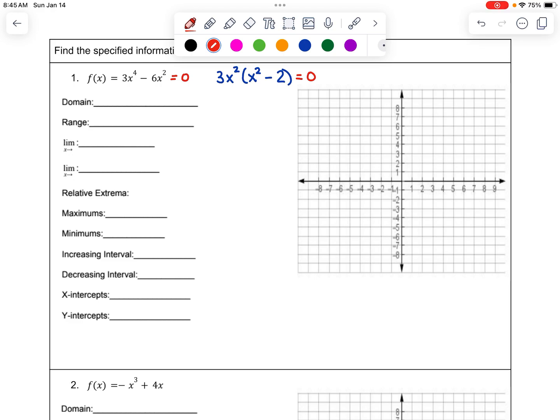If you set each of those equal to 0, you get 3x squared equals 0, and x squared minus 2 equals 0. For the first one, if you divide by 3, you get x equals 0. If you square root the second one, we get x squared equals 2, and when you square root 2, you get positive or negative 1.4. Some of you might be wondering, it says it's a 4th degree, yet we only have 3 answers. But remember, this x squared means it's going to hit the 0 with a multiplicity of 2, like we talked about.